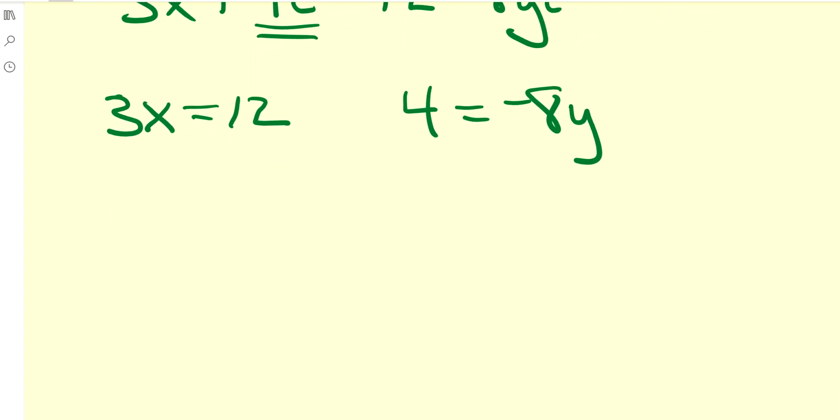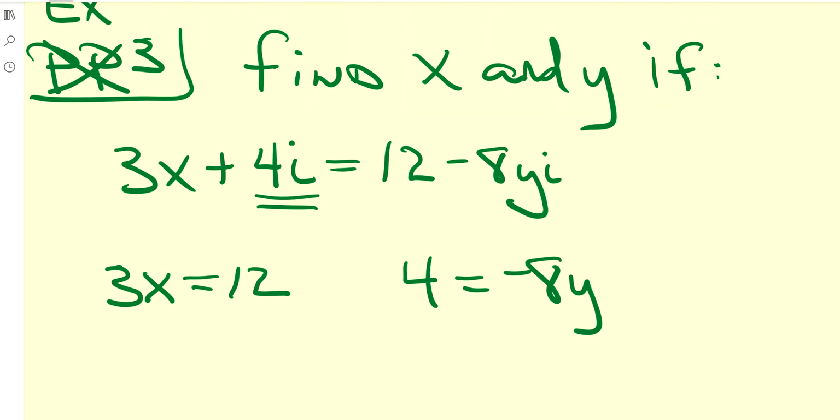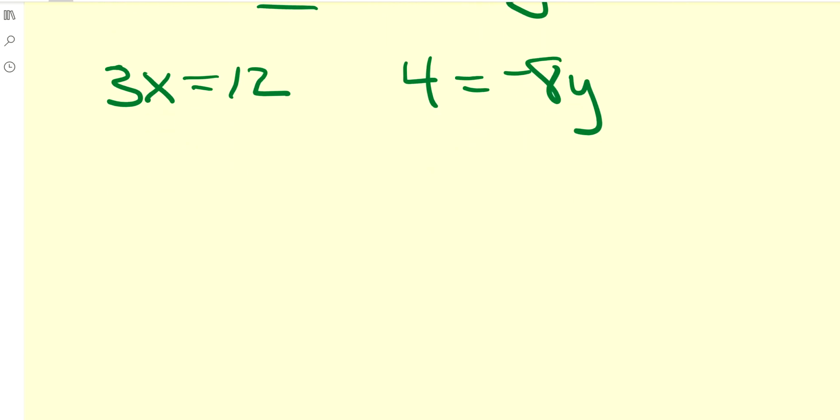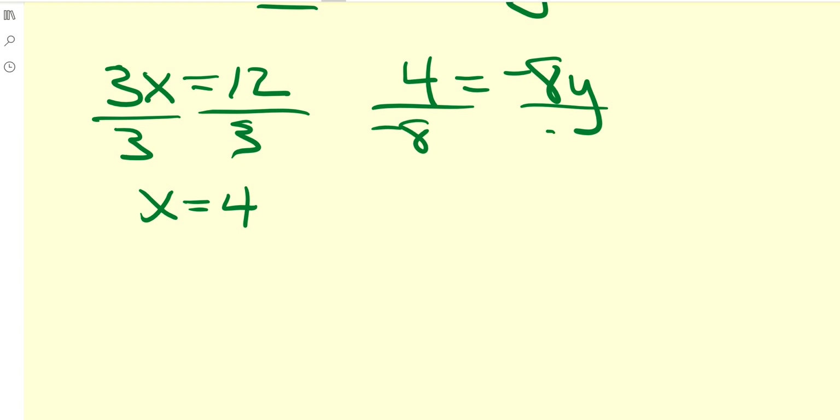And now, what was my order to do? Find x and y. So x, I'm going to divide both sides by 3. So x equals 4 here. Okay, and this one I'll divide both sides by negative 8. And y will equal negative 1 over 2. 4 over 8 is the same as 1 over 2. Remember to always simplify your fractions. All right? Okay, very good. Let's try another one.